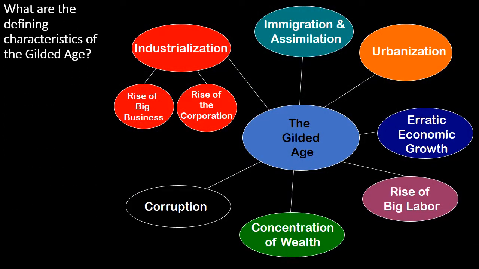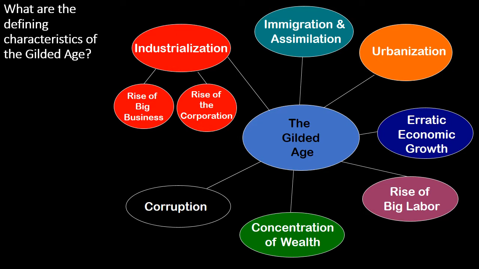The Gilded Age is defined by many different characteristics. First and foremost, it's a period of industrialization. You will see the rise of big business and the rise of the corporation, leading to rapid growth of industry. Next, we will discuss the rapid influx of immigrants and their struggles as they attempt to assimilate into American society. In the next chapter, we will discuss urbanization, or the growth of cities, as an effect of industrialization.